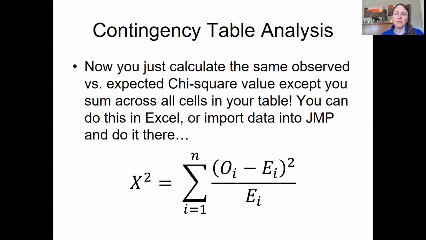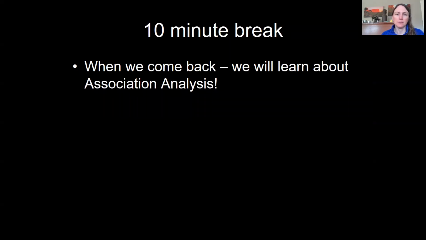So here's this equation again: the sum for every value, i equals 1 to n, of every observed value, O sub i, minus every expected value for that cell, E sub i, squared, divided by E sub i. And you add them all up for all 6 cells.